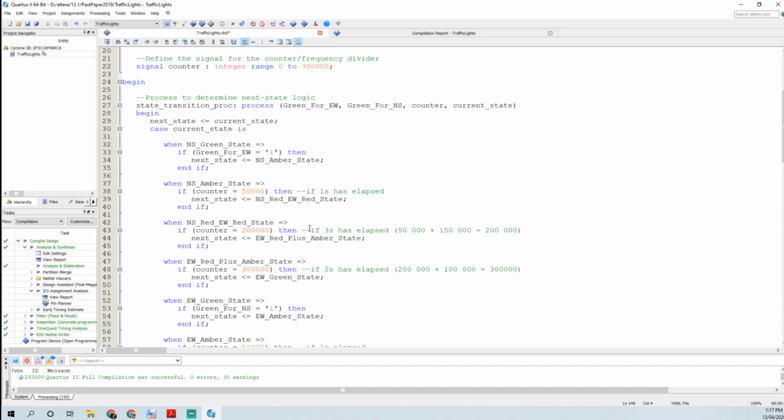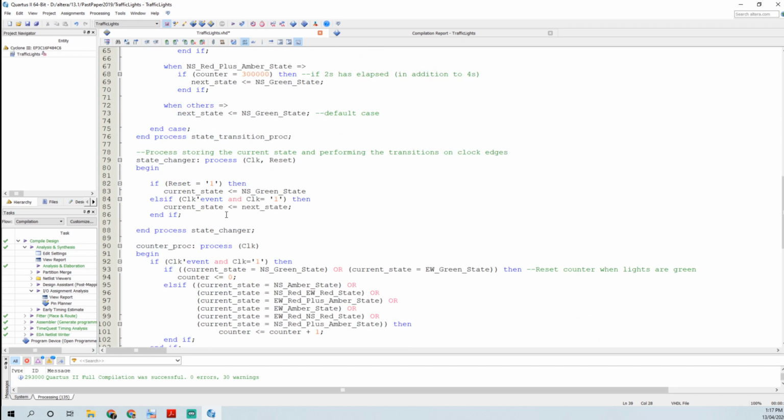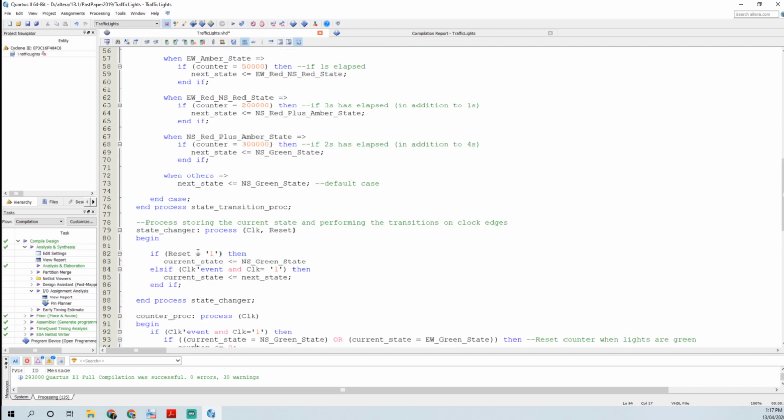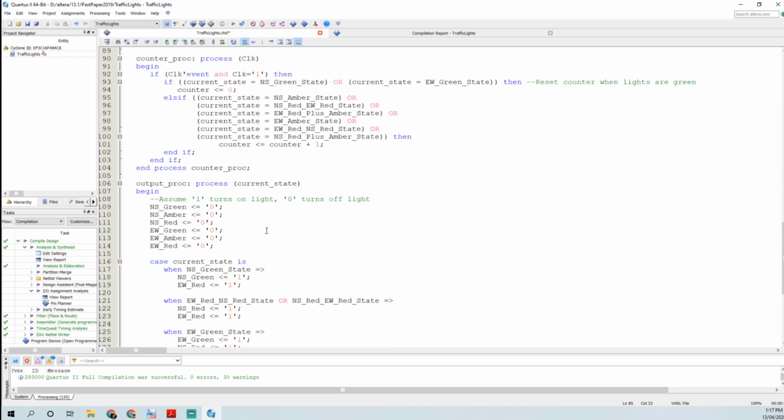In other words, while this state transition process is determining the next state that I'm going to, it is reliant upon the value of the counter. The value of the counter is being determined in the counter process based on the change of the next state logic inside here. That is going to determine what state I'm going to change to on every rising clock edge in my state changer process.